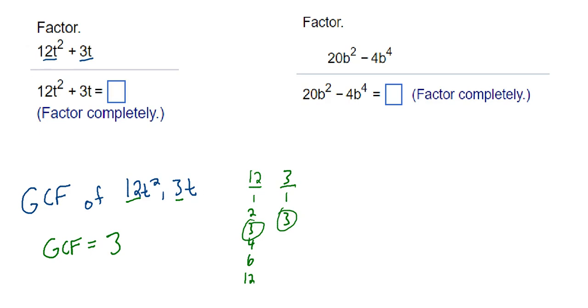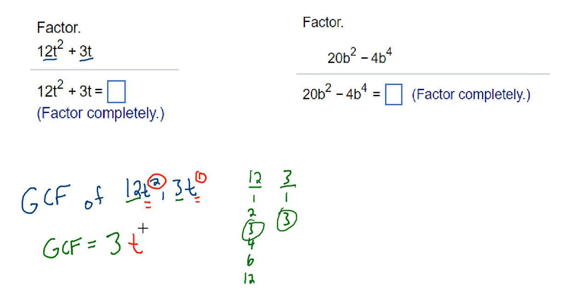For the variable part, we take each variable that's shared in common. They both have this variable t, so they share that in common. And then we raise it to the lowest power that occurs. This t is raised to the second power. This t is raised to the first power. So we are going to take 1 here as the lowest power that occurs.